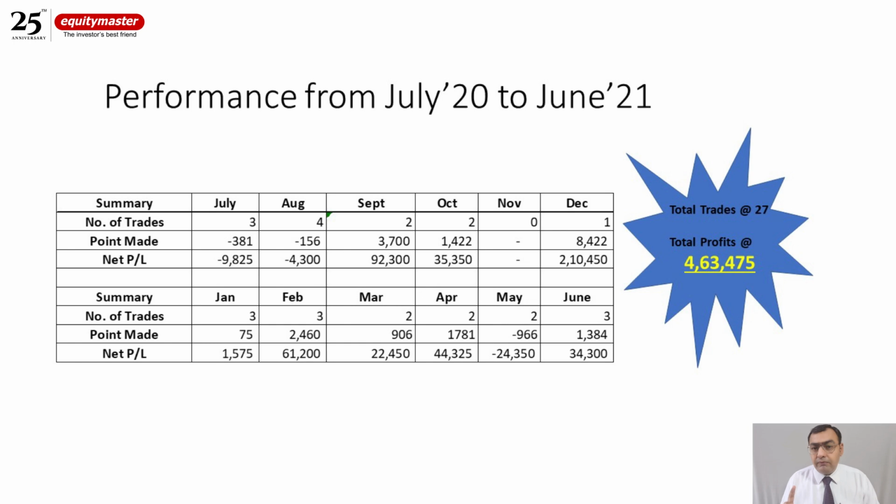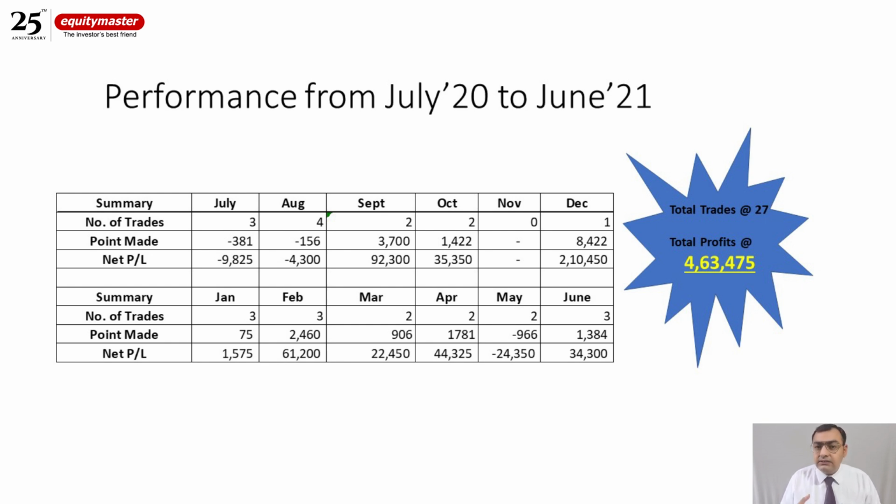And all these trade profit numbers are for one lot, which is 25 quantity. You can go into multiples. Jan 2021, 1,500 rupees profit. Feb 2021, 61,000 rupees profit. March, 22,000 profit. In April we made around 44,000. In June we made around 34,000.